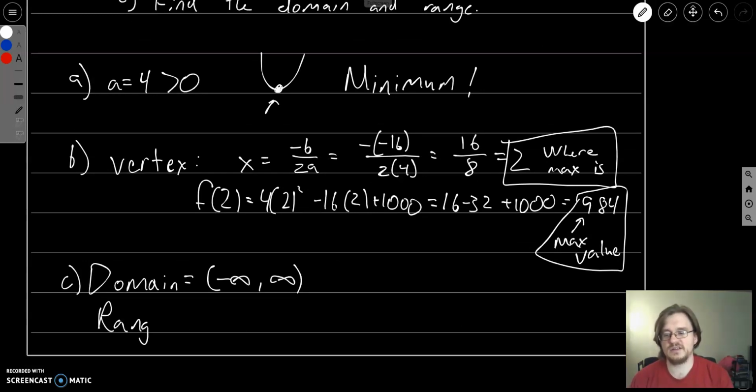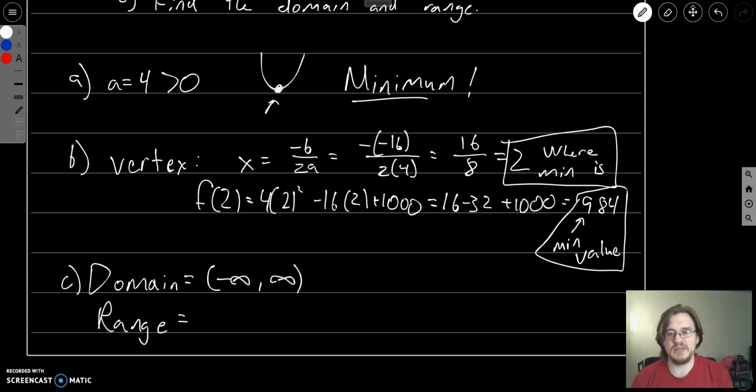However, the range, because this opens upward, I've been using the word maximum here, when in fact we said it was a minimum to begin with. So you'll have to correct that. So since we have a minimum, 2 is where the minimum is at, as in along the x-axis from left to right, and the minimum value is going to be 984. So it's going to be way up the top.